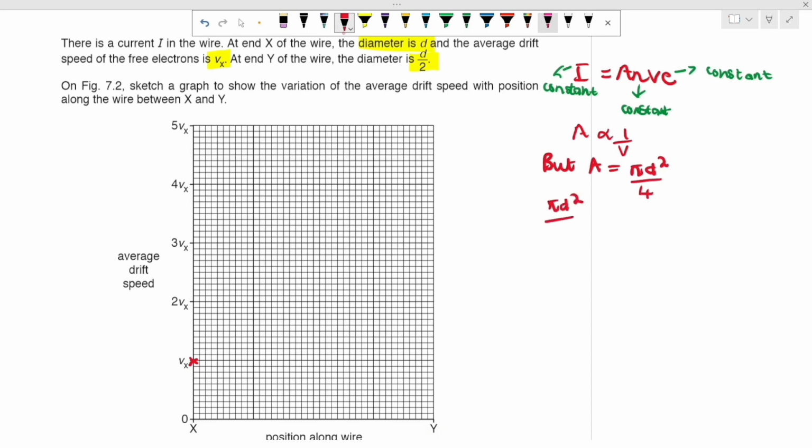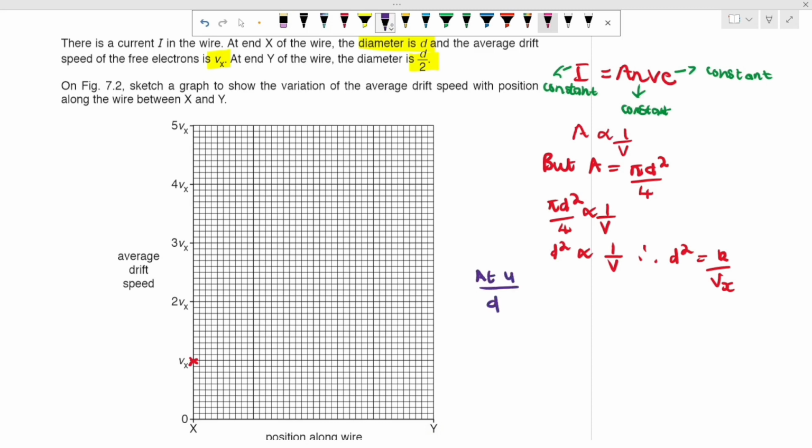You have pi d squared over 4 inversely proportional to v. But pi over 4 is just constants, so we can remove them and say d squared is inversely proportional to v. Therefore, to remove the proportionality sign, you introduce a constant: d squared will be equal to k over v. Because d is where we're starting, it's vx. So at y, I have d over 2. Now you just substitute.